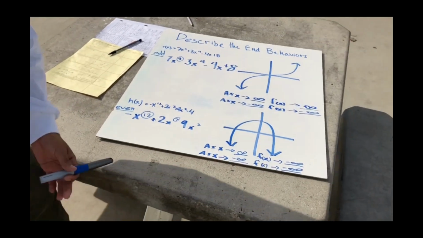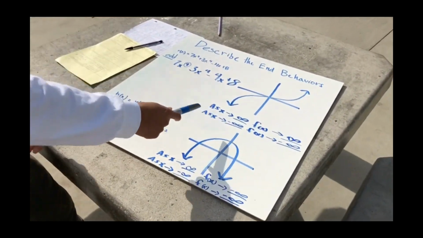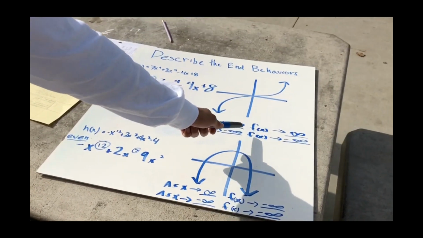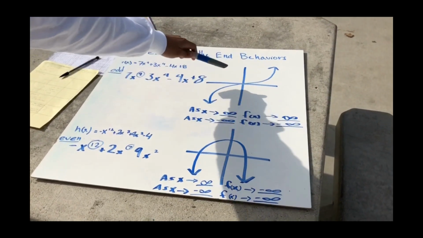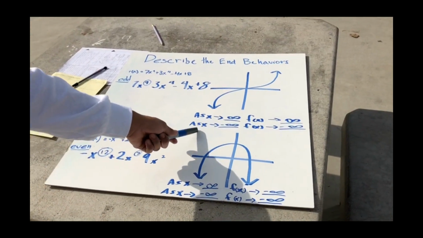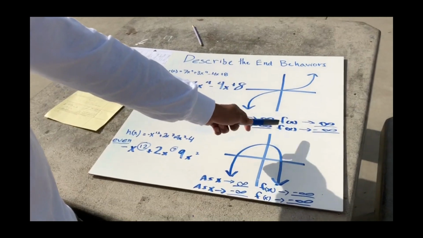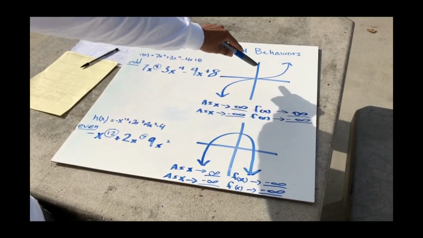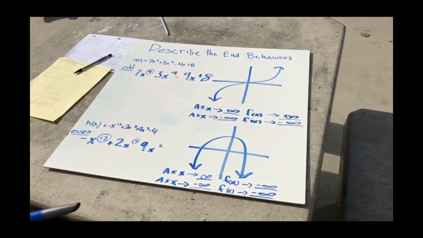So then that would make it as x goes to positive infinity, f of x also goes to infinity because as you go to the right, it's going up. As x goes to negative infinity, f of x goes to negative infinity as well, because as you go to the left, it goes down.